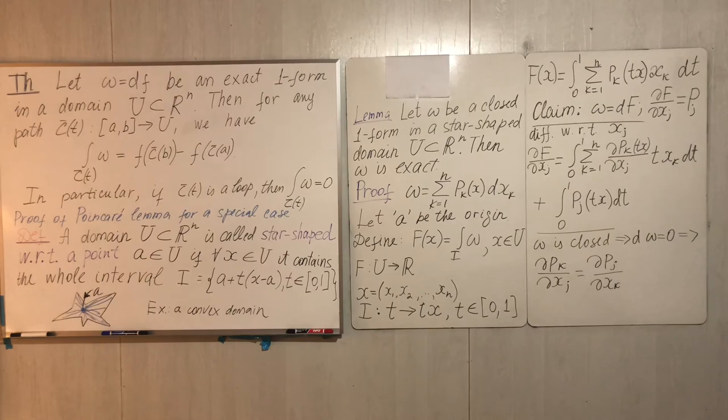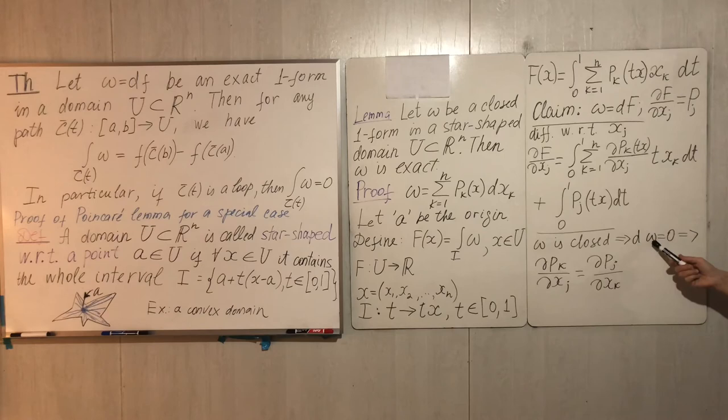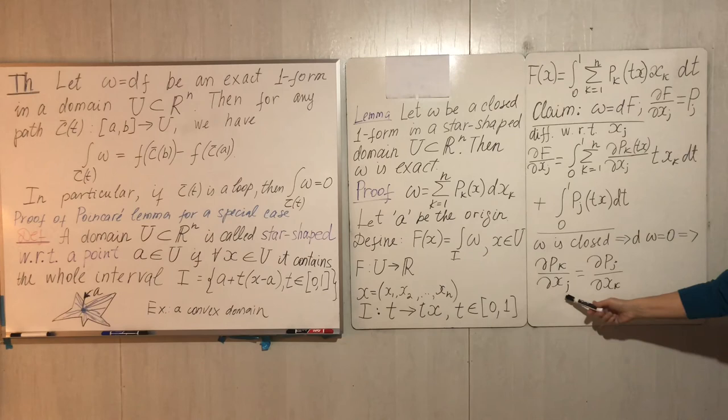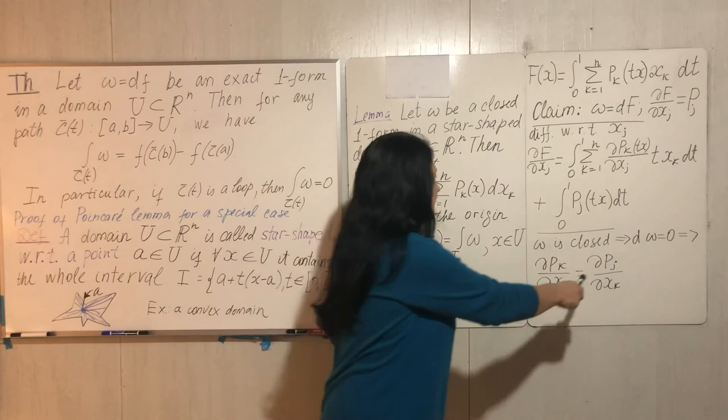Then we know that omega is closed. Since omega is closed, it means d of omega is zero, and as we have seen on examples, this basically means that the derivative of pk with respect to xj equals the derivative of pj with respect to xk. Then I want to use this condition just to further simplify the integral.